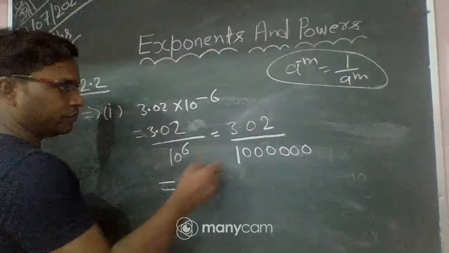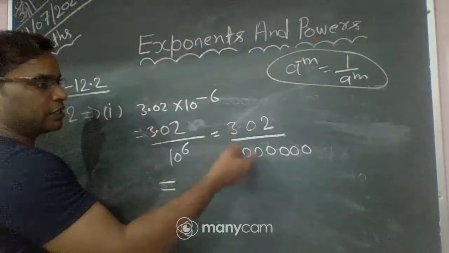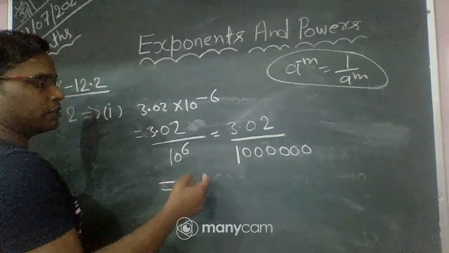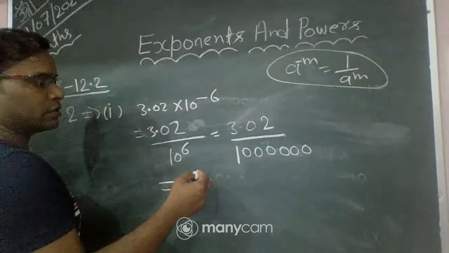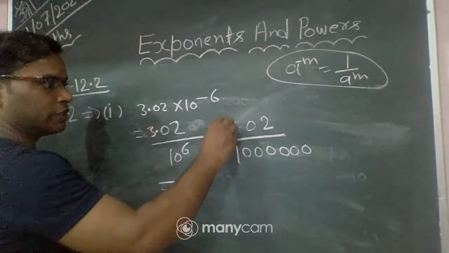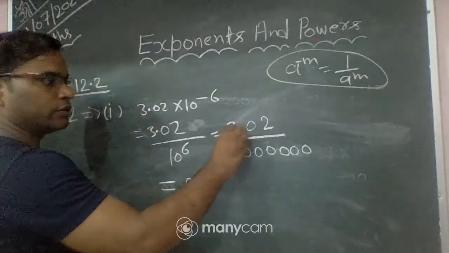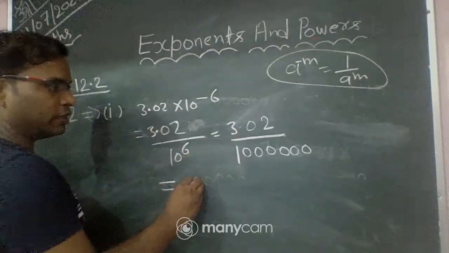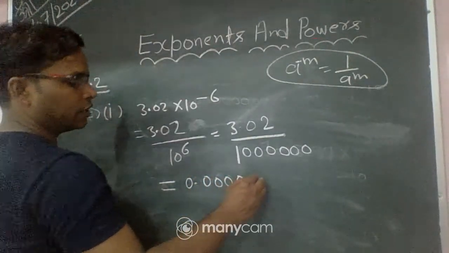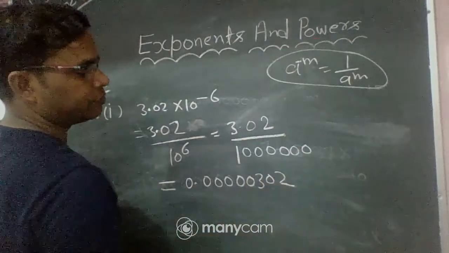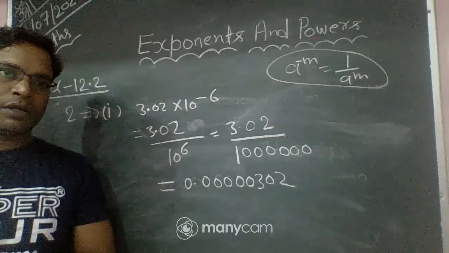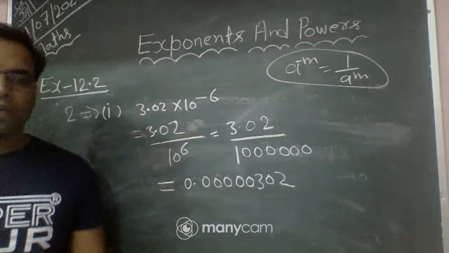So if you divide this by 10 lakh, it becomes 0.00000302. This is the usual form. Okay, we converted standard form into usual form.